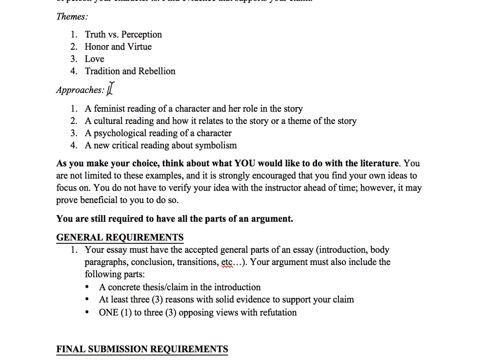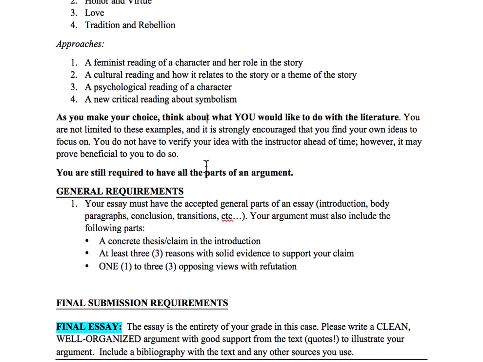If you choose an approach, you could look at a feminist reading of a particular character, whether that character is female or male in the story. You could look at the cultural reading and how that culture relates to the theme of the story. You could look at a psychological reading of the character and perhaps argue that a character is suffering a particular psychological trauma or something like that. You could also look at a new critical reading, say about a particular symbol in the story and why that symbol is incredibly important or why it creates meaning.